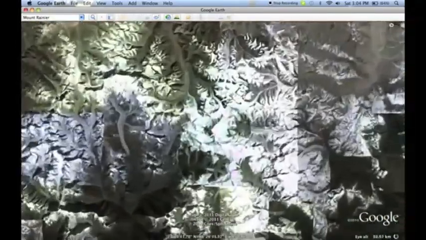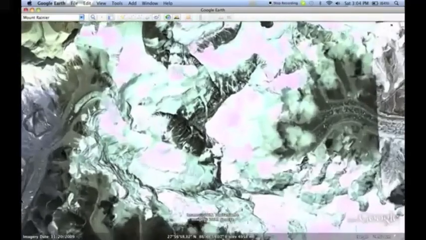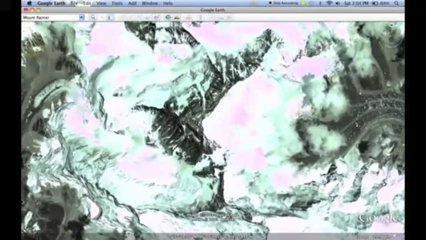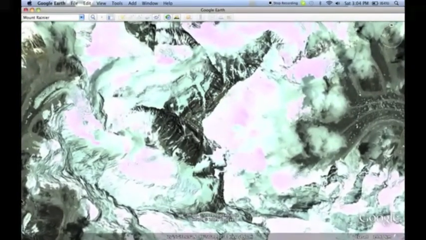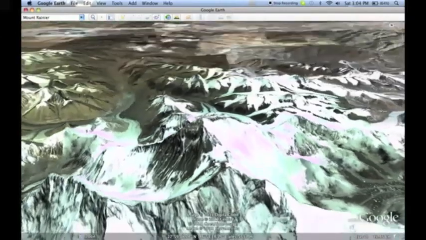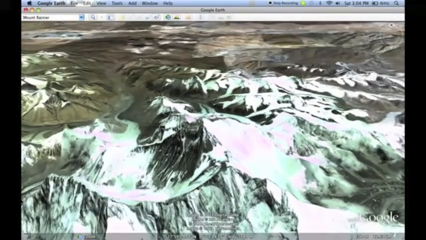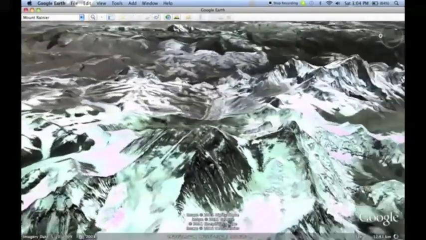The Indian plate is still pushing towards the Asian plate. Thus, Mount Everest continues to increase in height. It currently stands at 8,848 meters, making it the tallest mountain on Earth.